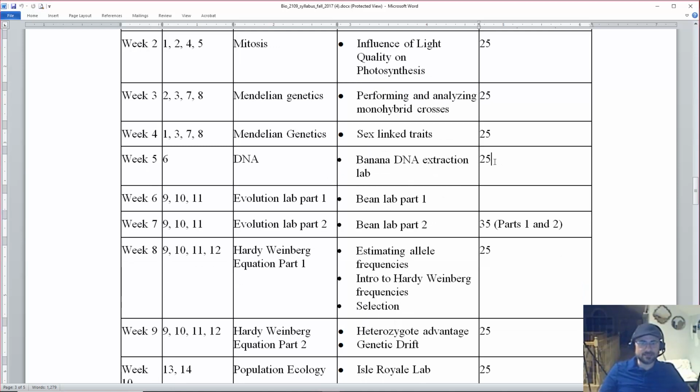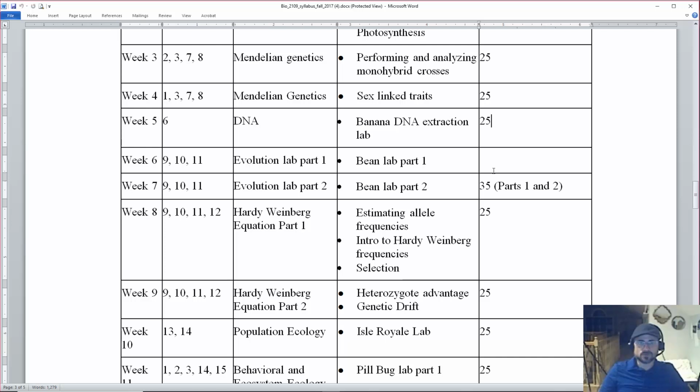We'll do a DNA lab where you will extract DNA from a banana. That's always a fun lab. It's very simple and easy. You can do it at home with household chemicals. So we can do an evolution lab. We're going to actually do a couple evolution labs. There's two parts to it.